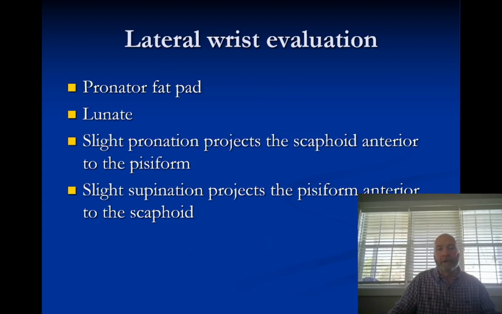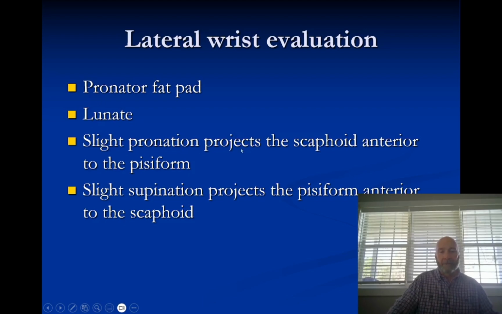What we're going to look for on a lateral wrist is the pronator fat pad, and we'll take a look at that. We'll look at the lunate and see if in your carpal bones you have a good half moon appearance, or not even half moon, more like a quarter moon appearance, and that is what you're looking at is the lunate. That's the reason we call it the lunate.